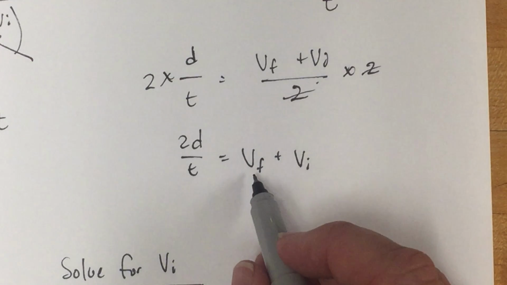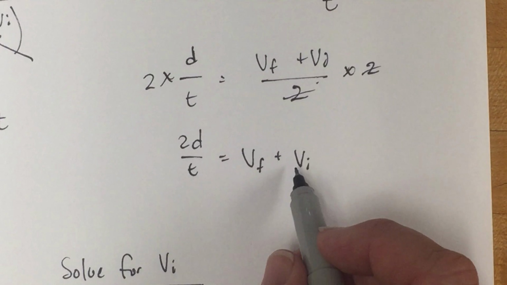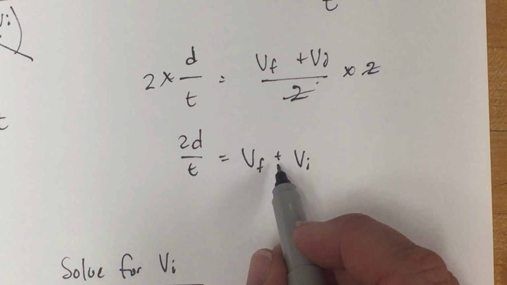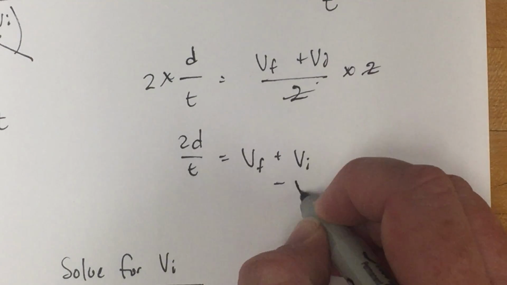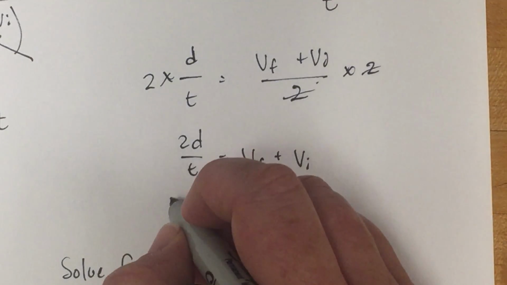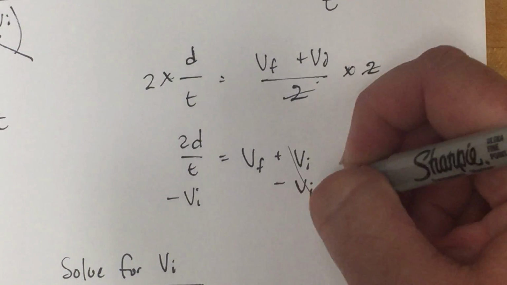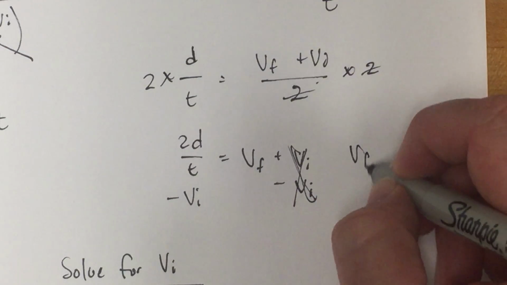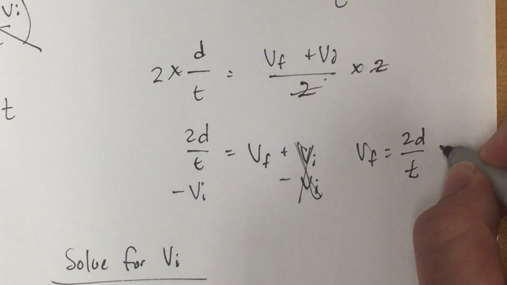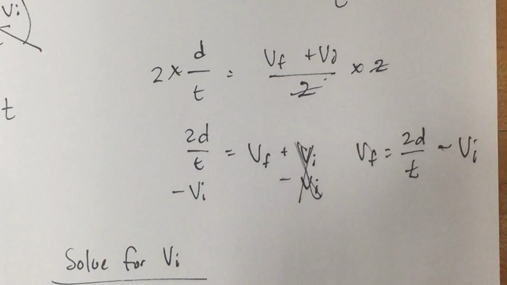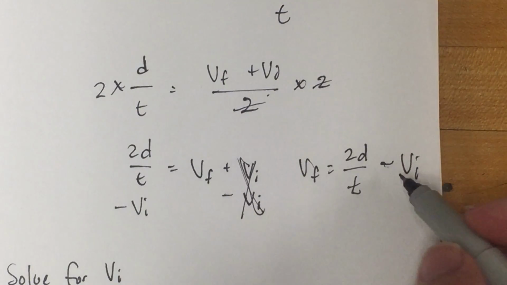Now, if I'm solving for vf, I need to bring the vi to the other side. So I'll do the opposite of what's currently happening. I'm adding the vi here, so I'm going to subtract it, as that's the opposite. And I'll do that here, minus vi. What that gives us is, cancels it out here, and it leaves us with vf equals 2d over t minus vi. A little bit messy, but when you have numbers in there, it'll work out nicely for you.